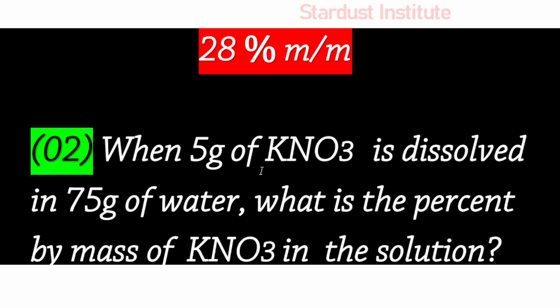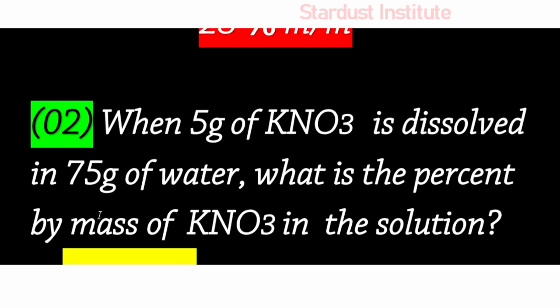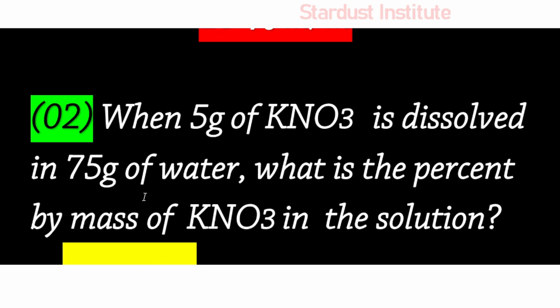When 5 grams of potassium nitrate is dissolved in 75 grams of water, what's the percent by mass of potassium nitrate in the solution?